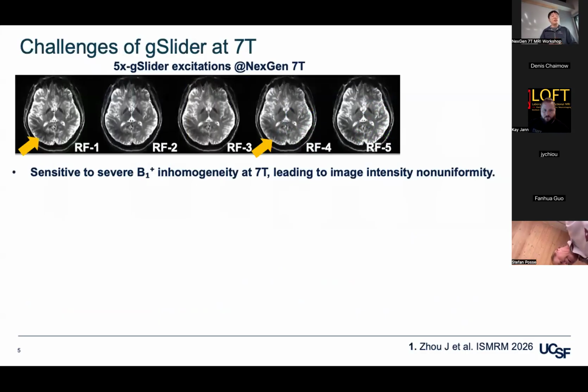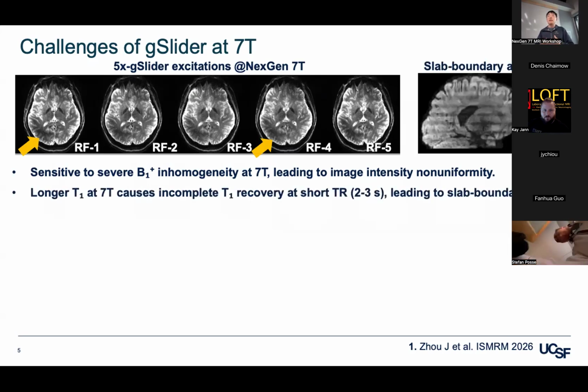However, there are challenges of gSlider at 7T. First, gSlider uses RF encoding, which is sensitive to B1 plus inhomogeneity at 7T, which could cause image intensity non-uniformity. Second, the T1 value at 7T is longer than 3T, which could cause incomplete T1 recovery at a short TR, leading to slab boundary artifacts.